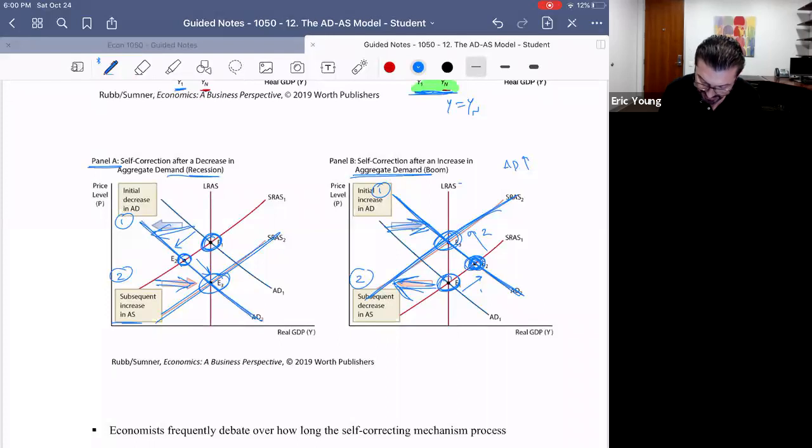We see something really bad though, because the initial equilibrium corresponded to this price level, and after the adjustment, it's this price level. So a part of the problem with this self-correction mechanism is, even though we'll get back to long-run equilibrium eventually, it will be at a permanently higher price level. In other words, inflation will have taken root and gotten baked into the system, okay? So that's how that works.